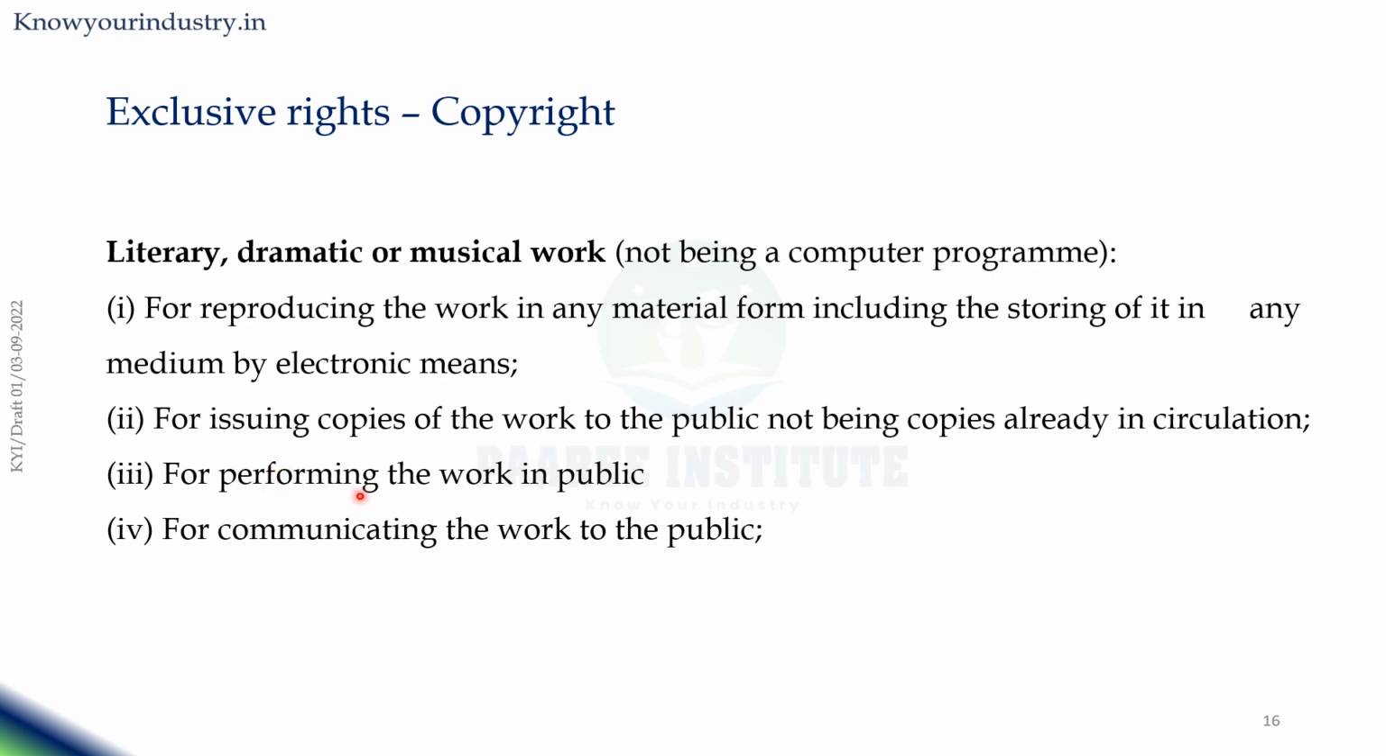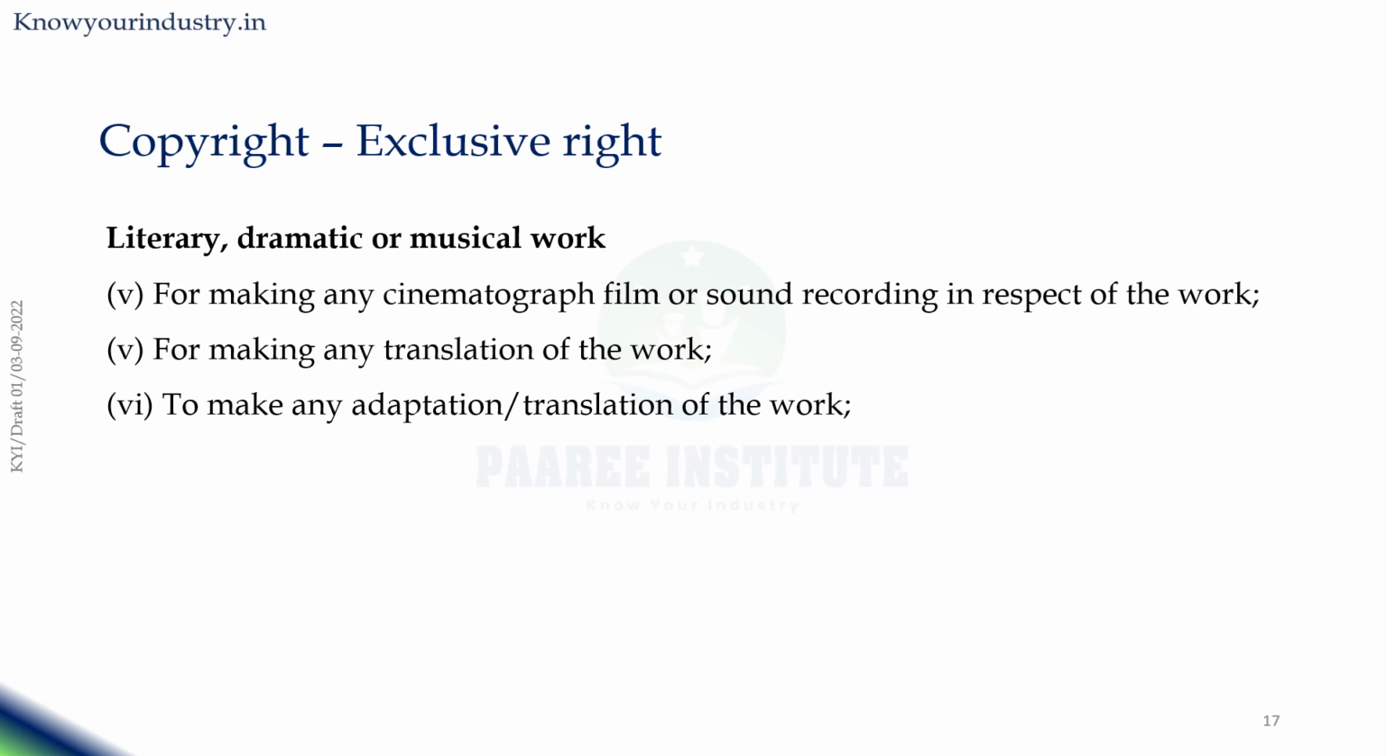You have the right to perform the work in public. You have the right to communicate the work to the public. You have the right to make any cinematograph film or sound recording in respect of the work. You have the right to make any translation of the work. You have the right to make any adaptation of the work. So these are the exclusive rights associated with literary, dramatic, or musical work under copyright protection.